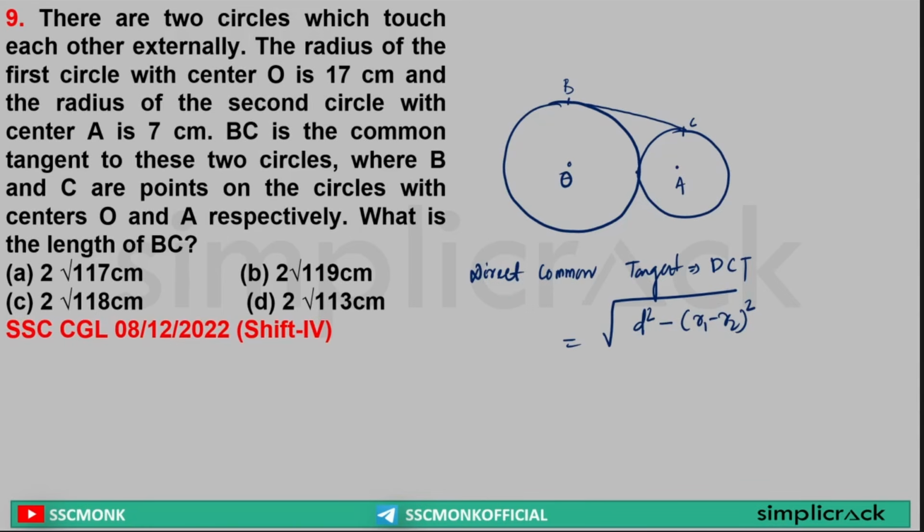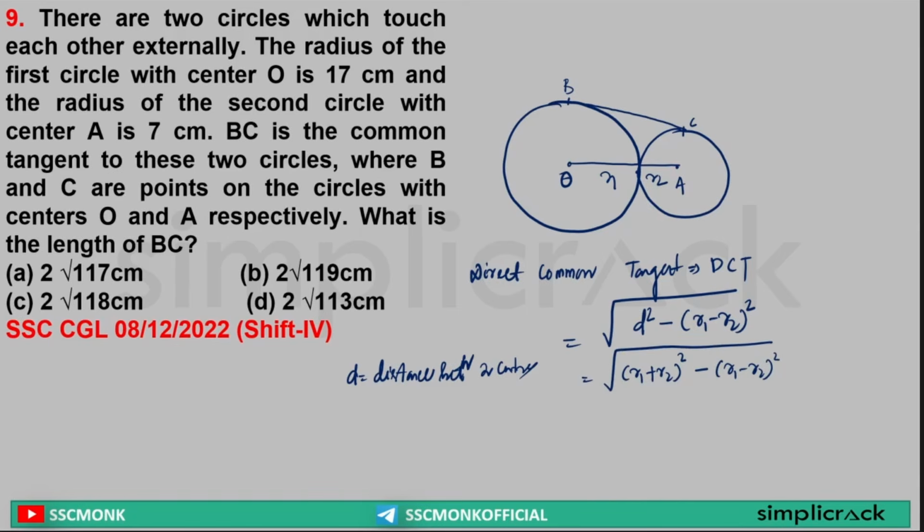Now here, d is what? D is equal to the distance between two centers. Now what is this distance? This is known as r1, this is known as r2. So in place of d square I can write r1 plus r2 whole square minus r1 minus r2 whole square, square root of that.